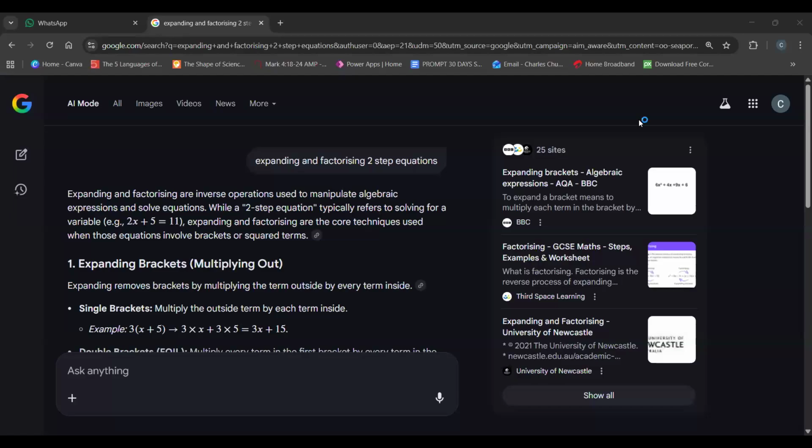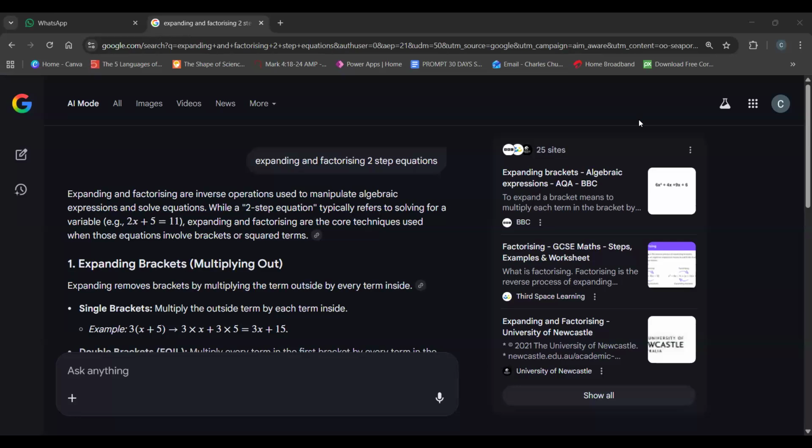Let's start from the very top. Expanding and factorizing are inverse operations. We know that. It's safe to say that expanding is the opposite of factorizing. Yes, very safe. And they are used to manipulate algebraic expressions. Manipulate could mean to simplify, and then, of course, to solve those equations if there's an equal sign.